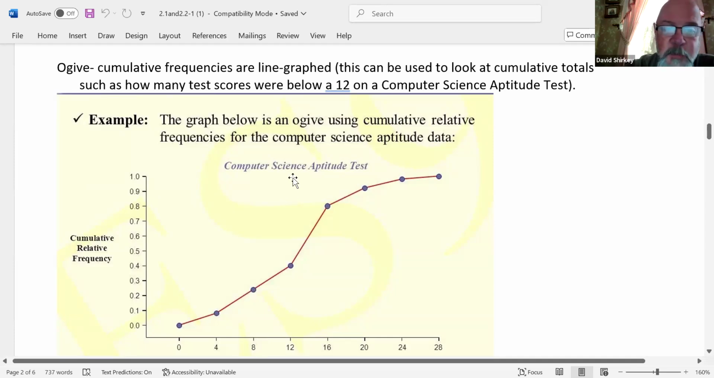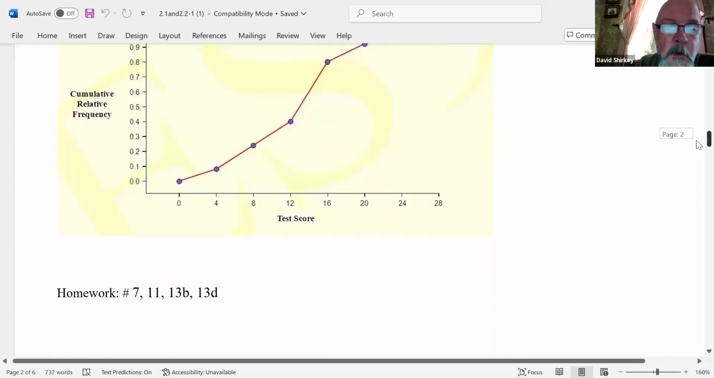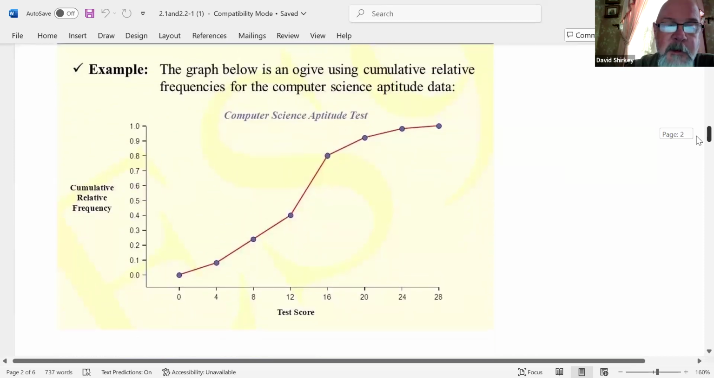This is something about a computer science aptitude test. And so the cumulative relative frequencies are going up. And by the time that you're finished making this ogive, you should be at the 100% mark or 1.0. So that's something that's going to keep raising as you go from left to right. Oh, and I should have had that down more. You're looking at test scores here, is what you're looking at.